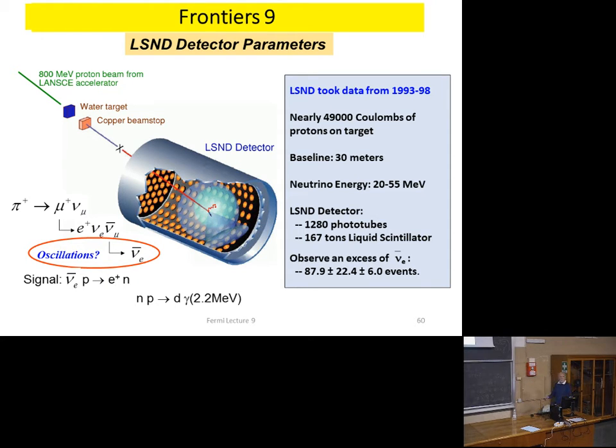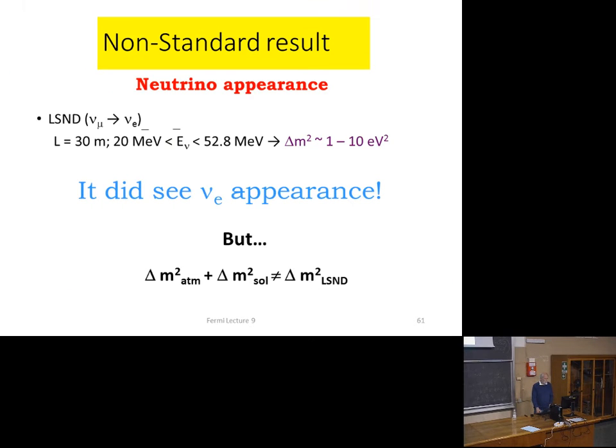So if the experiment is right, they see anti-electron neutrinos, which you're not supposed to see. And they see 87.9 with an error of 22, plus or minus 6. This is systematic errors. This is statistical errors. But altogether, these errors are small compared to this size. And so there's good evidence, if the experiment's correct, that they see neutrinos of this neutrino oscillations, changing identity.